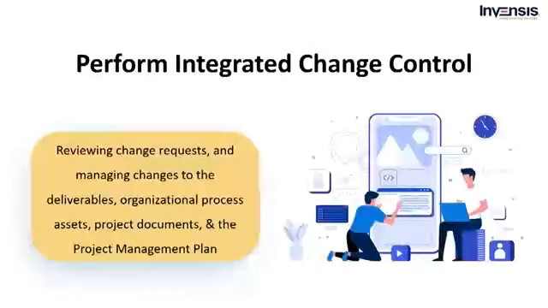The next process is perform integrated change control. This process helps review change requests, approve changes, and eventually manage the changes to the required deliverables, project documents, project management plan, and organizational process assets. This process can also occur throughout the project and belongs to the integration management knowledge area.